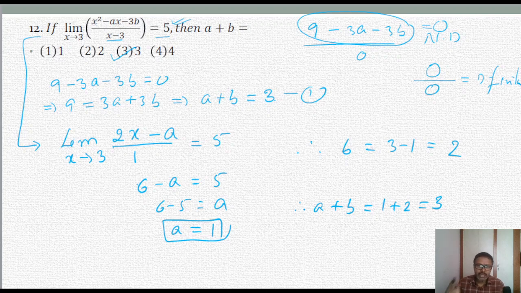this problem. If you are getting 0 in the denominator and in the question it is given you are getting a finite value, numerator must be 0 after applying the limit. Then it is understood that it is in 0 by 0 form. That's why in the next step we are going to apply L'Hospital rule to further simplify and get the solution. Okay friends, let's move on to the next one.